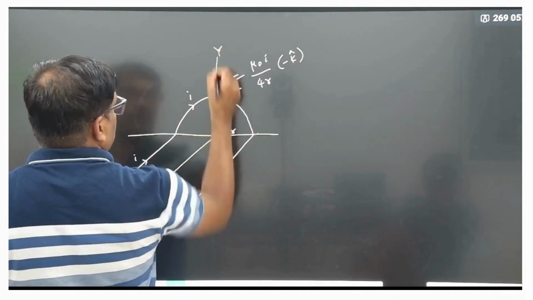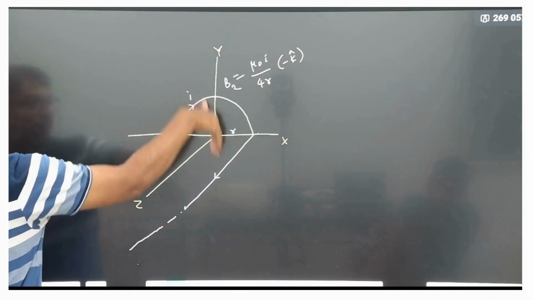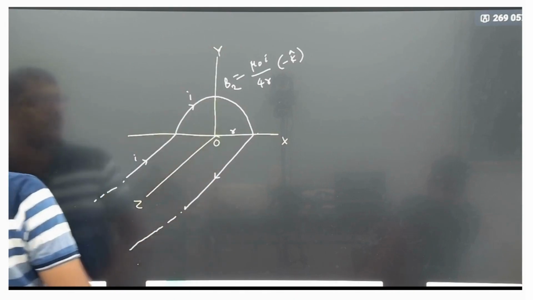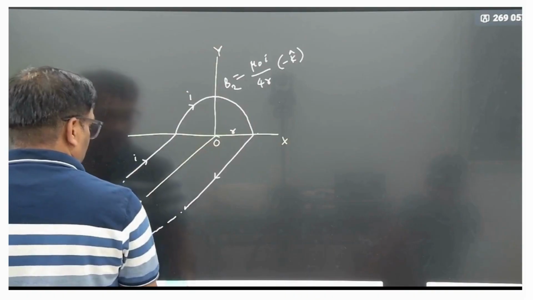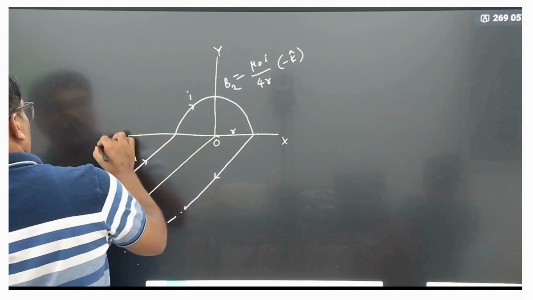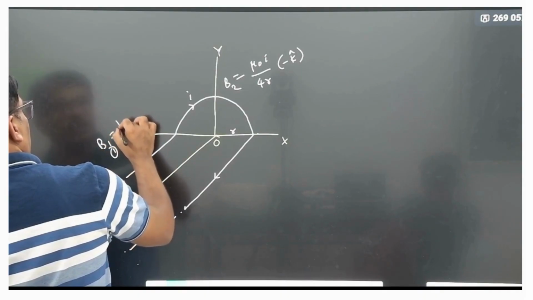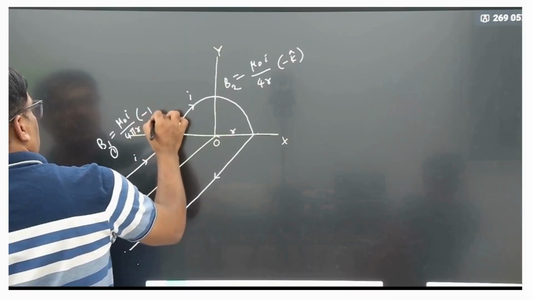This is your Y axis. This is your X axis. Now this is your current. So the magnetic field at this point will be in the downward direction. Up is positive, this is negative. Therefore, this is the first part, so it is B1, which you can write as mu naught into I by 4 pi R, therefore minus j cap.